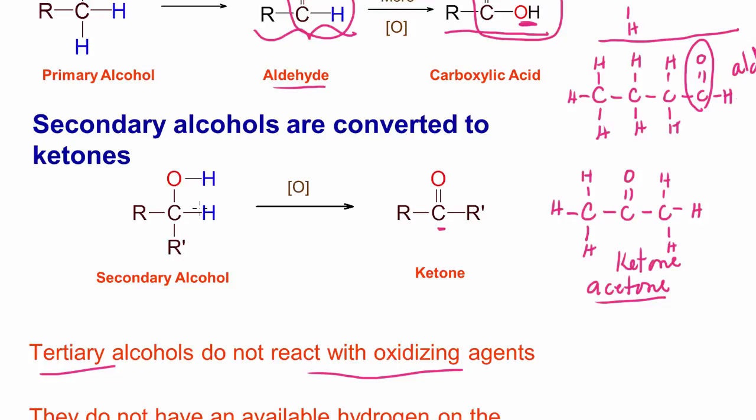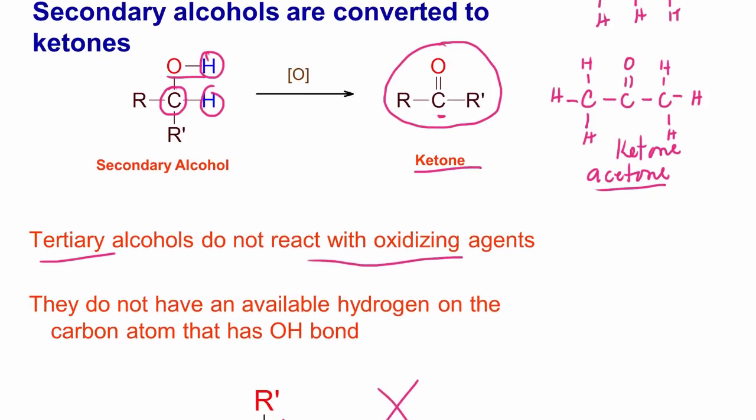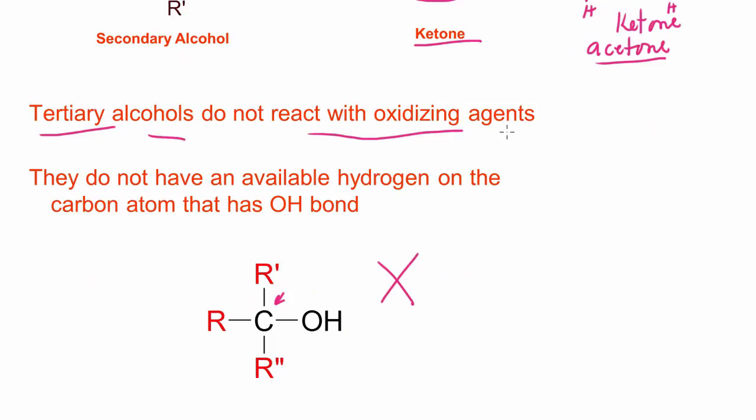The secondary alcohol, again, is going to be oxidized to the ketone. So what we have is the carbon that is bonded to the OH group and a hydrogen. This hydrogen and this hydrogen combine with an oxygen to form water, and a double bond forms between the carbon and the oxygen, and we end up with a ketone. Again, tertiary alcohols do not react with oxidizing agents. Why? They don't have the available hydrogen atom, and we went through that before.